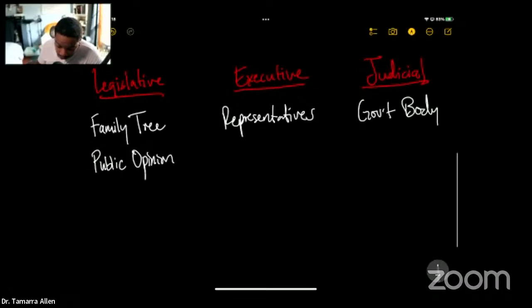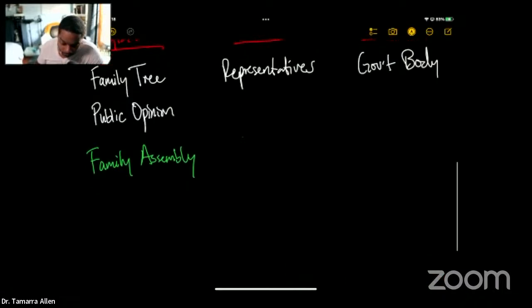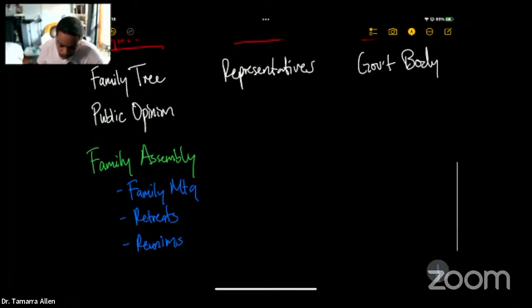So this is actually what I'm going to give you all, the name and what you're supposed to do with the legislative branch. The name for it in your family is actually called a family assembly. This is what your legislative branch title is. So what family assembly is like is your family meetings. These are your retreats, and these are also your reunions. So everyone should be having family legacy meetings every single week. Pick a day, pick a time.